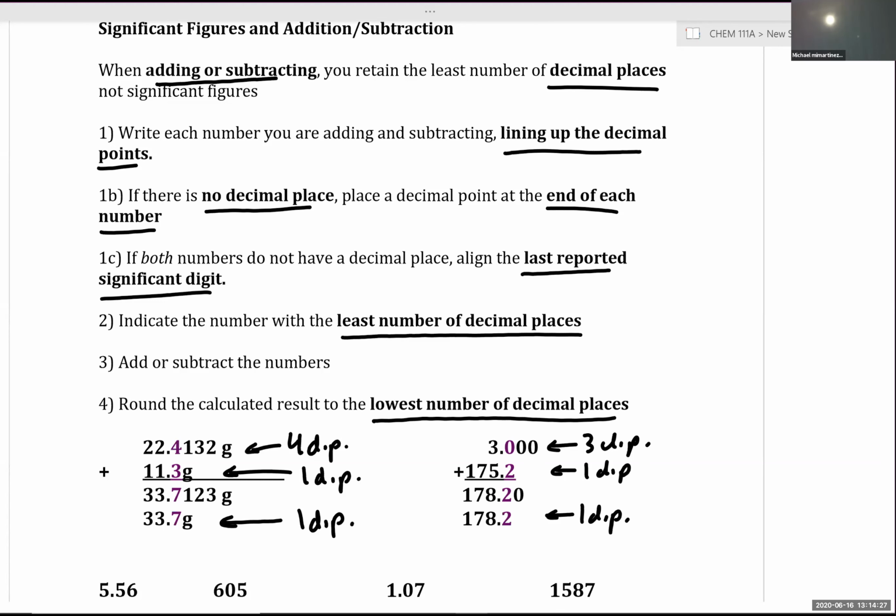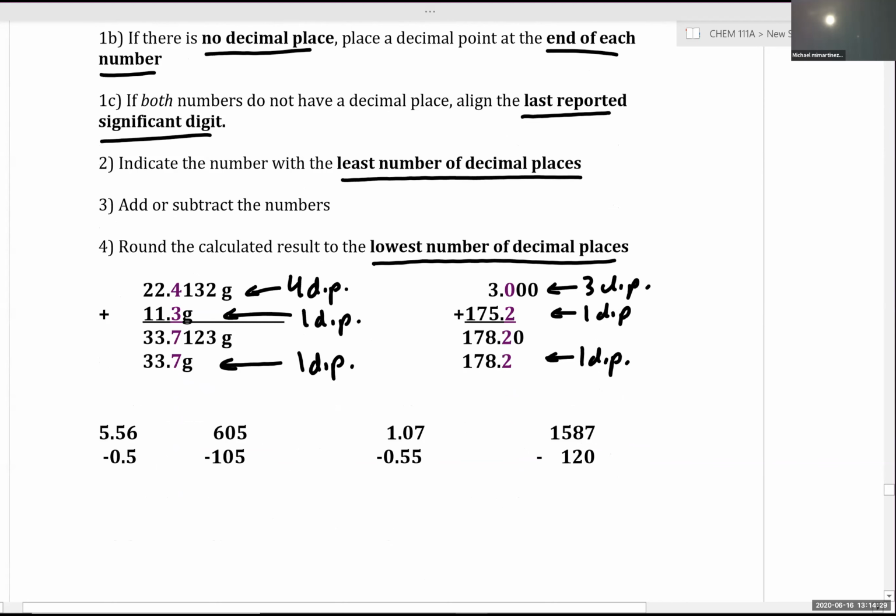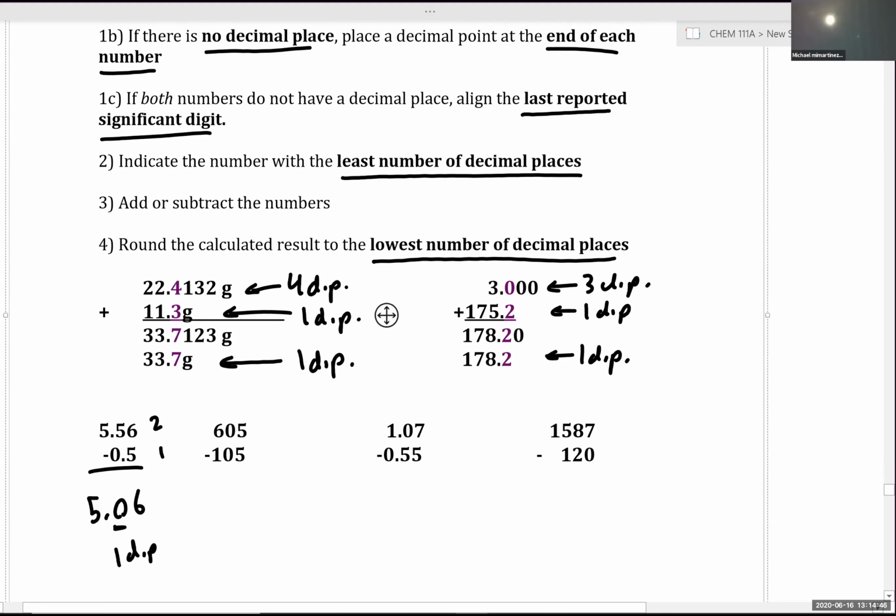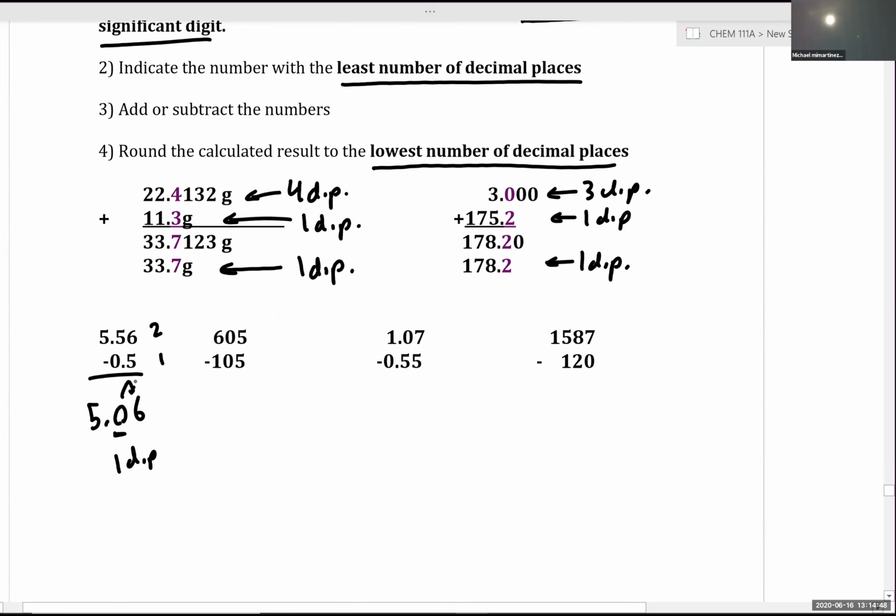Let's do a few more examples just to illustrate this idea. So in this case, we have a number with 2 decimal places, a number with 1 decimal place. We subtract, we get 5.06. We need to round it to 1 decimal place. So that in turn gives us, after rounding, since when we look to the right, 6 is obviously greater than 5, we get 5.1.